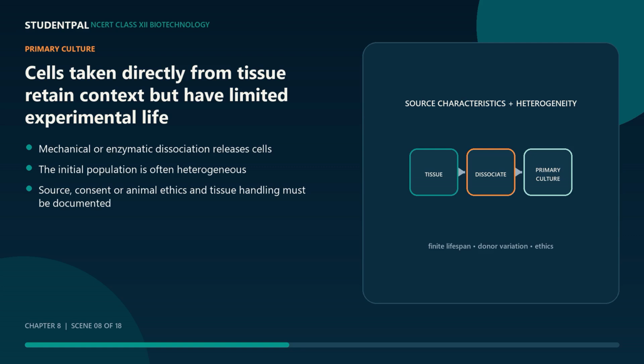Tissue source, age, health, collection method, processing time and culture conditions belong in the experimental record. Human material requires appropriate consent and governance. Animal-derived material requires ethical approval and reduction principles. Primary does not automatically mean pure or identical to the intact tissue.